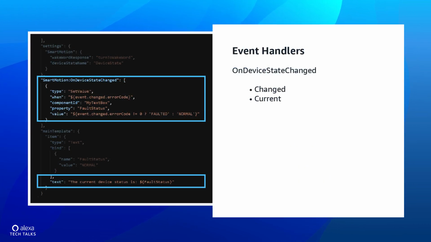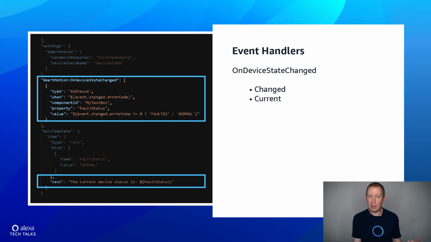And then finally, let's talk about event handlers. You can respond to the on-device state changed event to get both the current state and the changed state. So you will get a copy of that data object that tells you the device state, and you can compare and see what has changed and then react to those changes in real time in your skill.